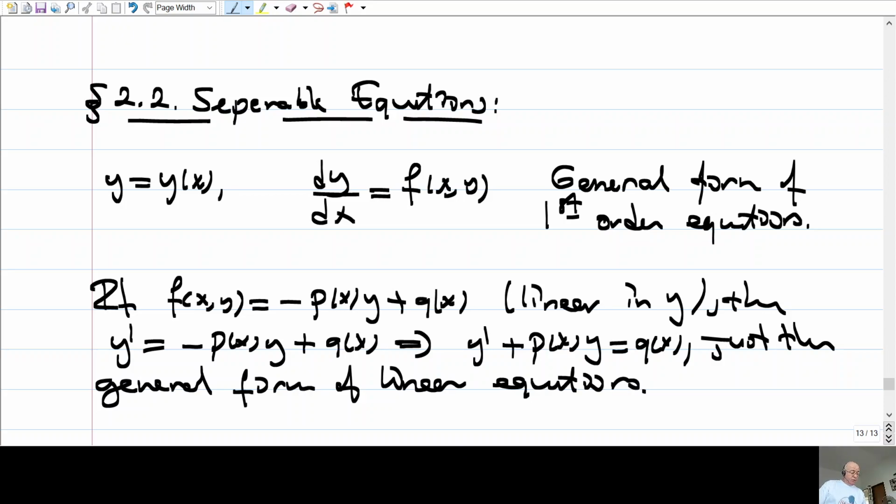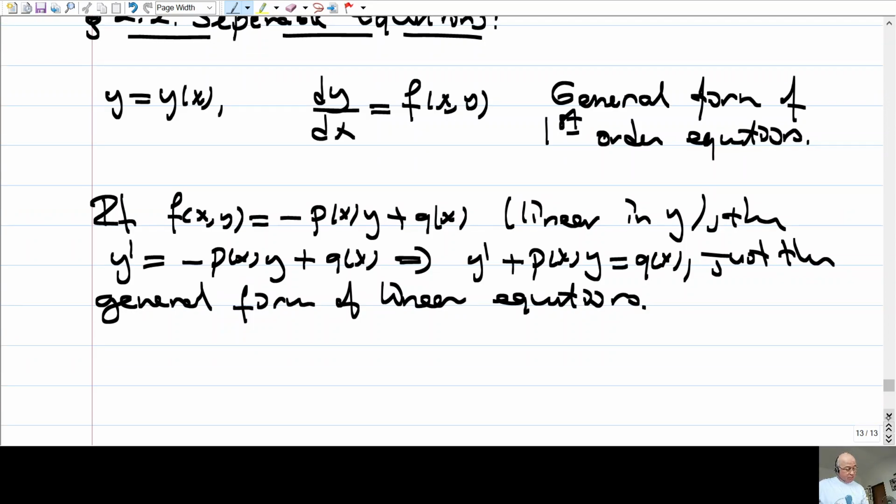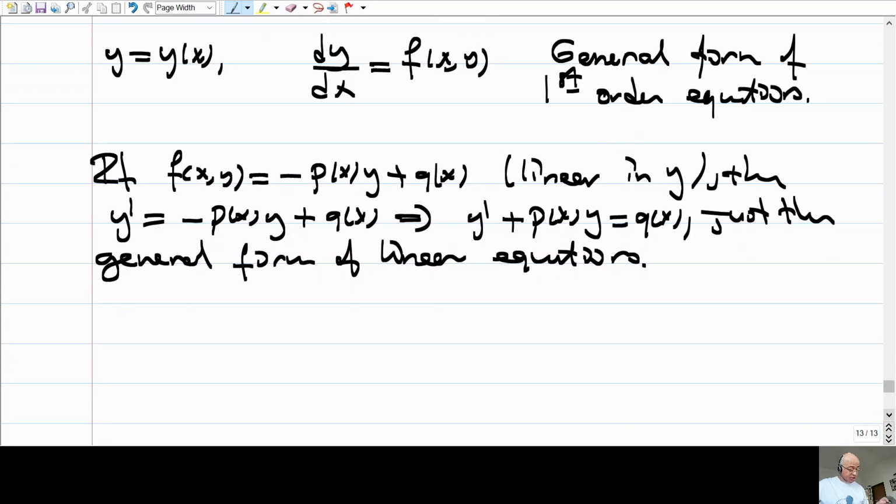Okay, maybe I should clarify one thing. Sometimes we use x as the independent variable, sometimes we use t as the independent variable. If the equation is linear, then we use mostly t as the independent variable. Otherwise, we use x. So if I write a general form of a first order equation, I will use x. But if in particular I consider a linear equation, I will mostly use t. All right. So what's a separable equation?